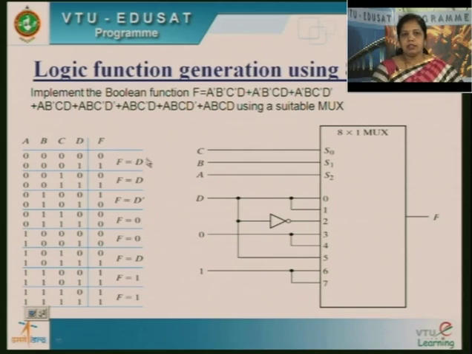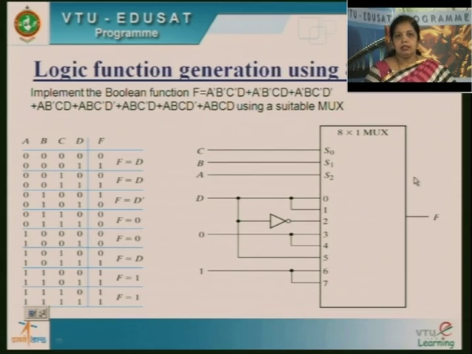The first output is connected as the first input to the multiplexer. So D is connected to I0. Once again the same D is connected to I1. For I2, D bar, that is D complement, is connected. For I3 and I4, they are shorted and connected to logic 0. For I5 it is directly connected to D. For I6 and I7 we are going to connect logic 1.